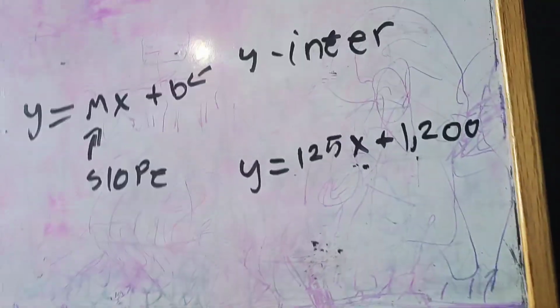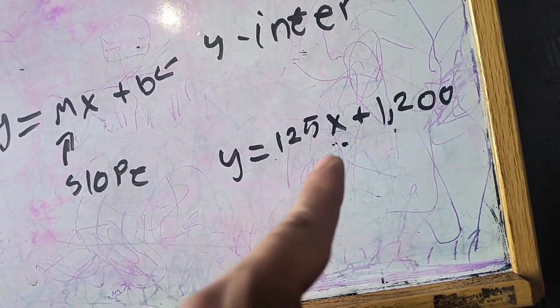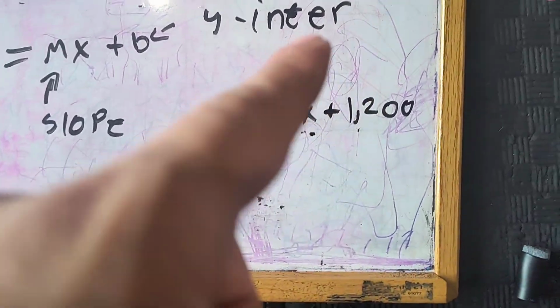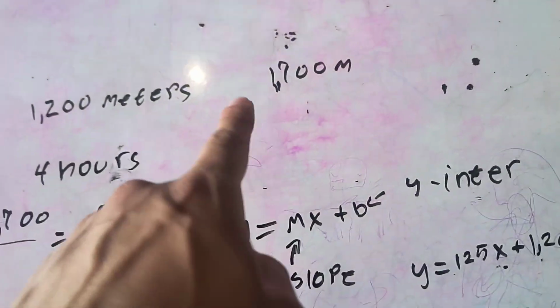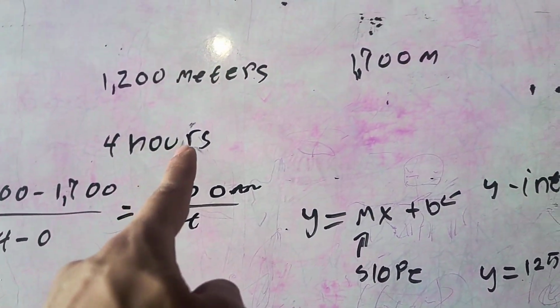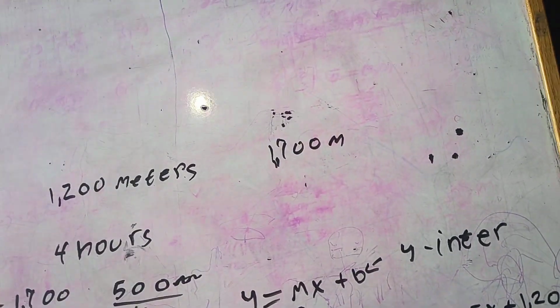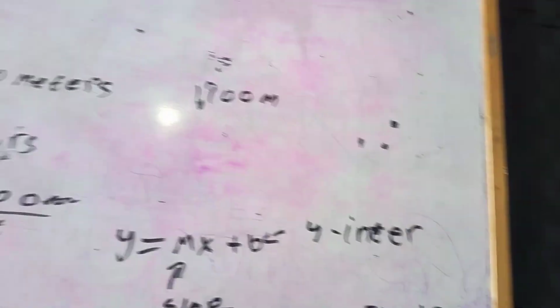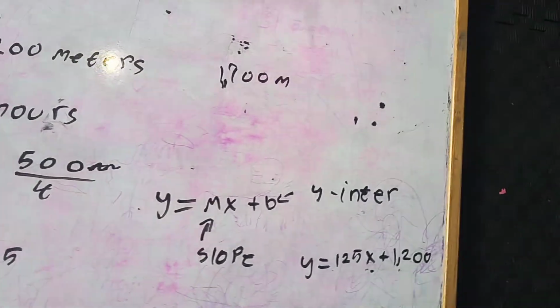So if we were to put 4 into here, 4 times 125 would be 500. 500 plus 1,200 is equal to 1,700, which is the height that we're at after 4 hours. So it works. But you still don't get your bananas because your teachers are racist.